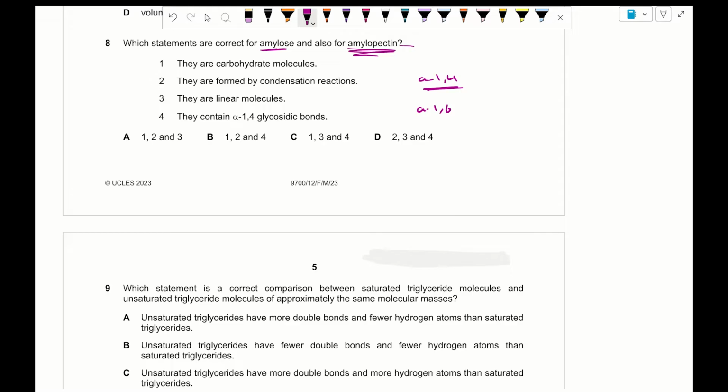So let's see the suggestions that we have here. 1. They are carbohydrate molecules. This is correct because they are formed by the condensation of alpha glucose monomers. Therefore, this is correct. 2. They are formed by condensation reactions. This is also correct. 3. They are linear molecules. Only amylose is a linear molecule because it's only formed by alpha 1 to 4 glycosidic bonds. However, this is incorrect because amylopectin is a branched molecule formed by alpha 1 to 6 glycosidic bonds. So these form the branches. Therefore, 3 is incorrect. 4. They contain alpha 1 to 4 glycosidic bonds. Yes, this is correct. Therefore, the answer is going to be B.